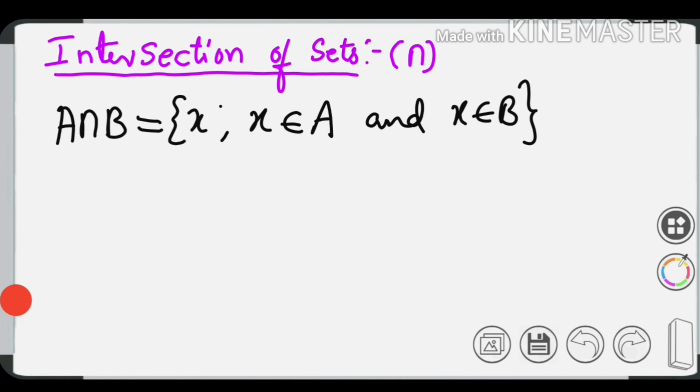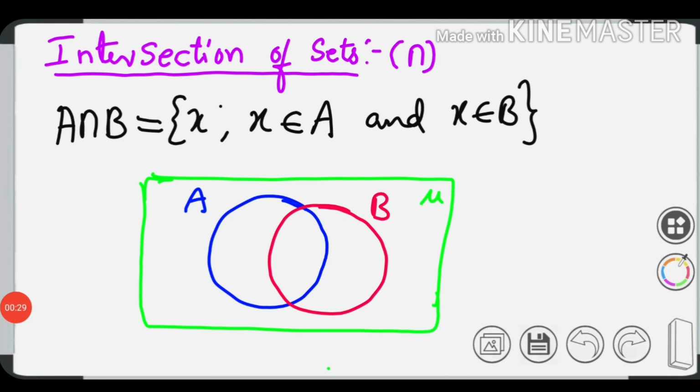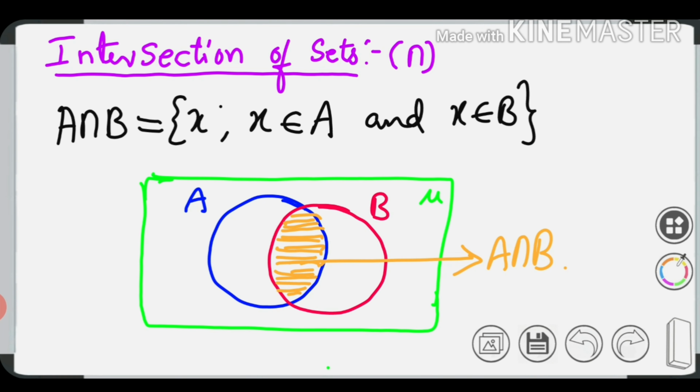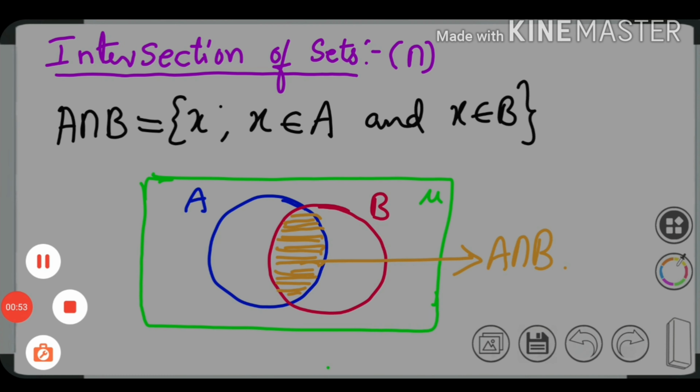In case of a Venn diagram, if A and B are two sets in U, then A intersection B means we have to take such elements that are in both A and B. This covers this common area which is present in A and B. So this shaded area represents A intersection B. So this is the A intersection B area. Now we will see some examples.